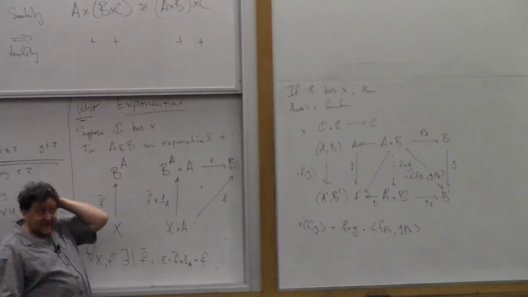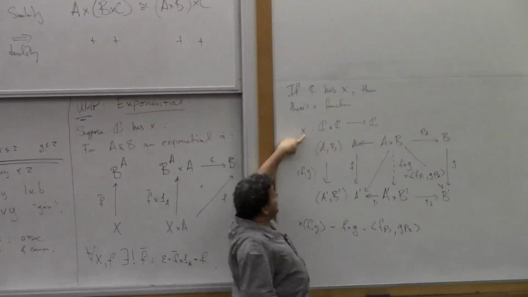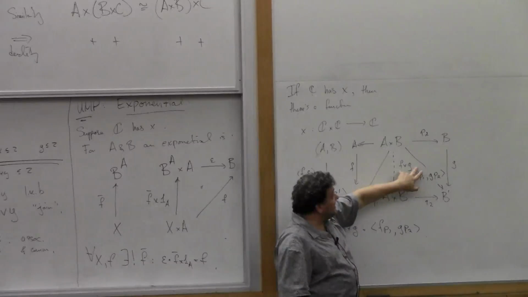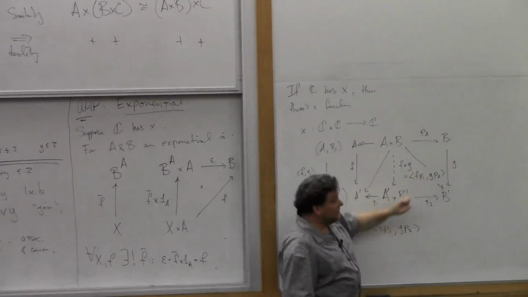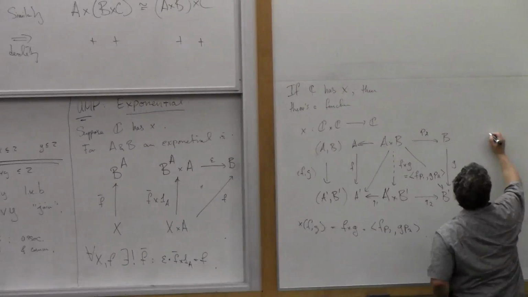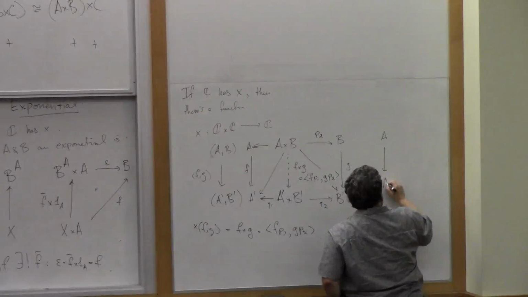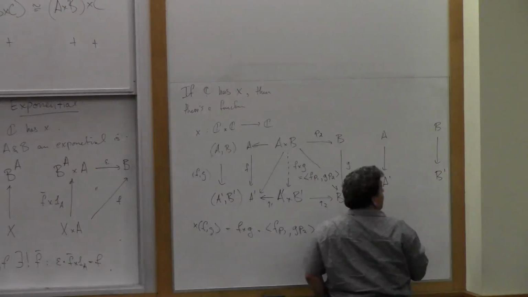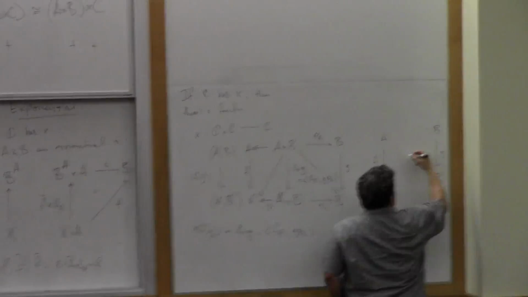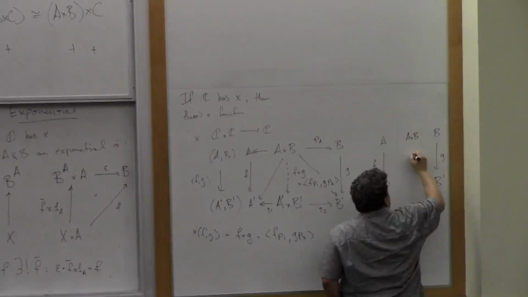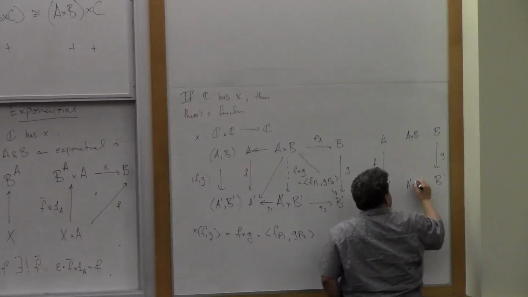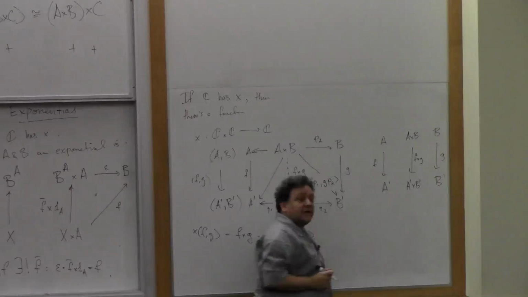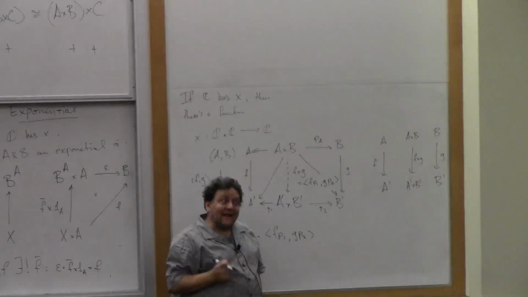Saying whenever you have products in the category, you can extend that product operation to act not only on the objects, but also on the arrows. You take a product of two arrows. So in this case, we have A going to A prime by F, B going to B prime by G. You can get A cross B, A prime cross B prime, and I can get a map here that's F cross G. So that's my product operation on the arrows.